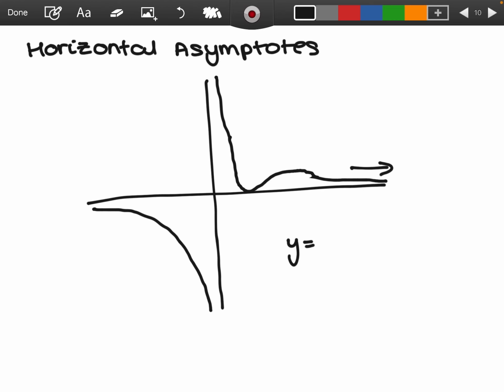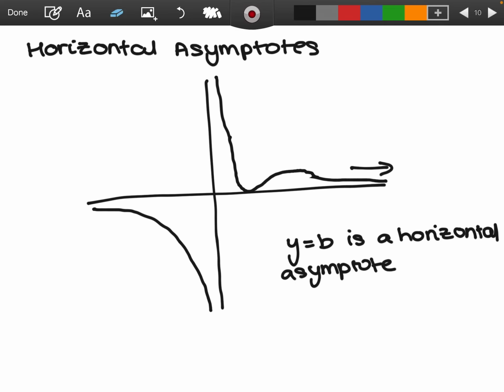So let's say y is equal to b is a horizontal asymptote. Okay. That tells me that as x goes towards both positive and negative infinity, f of x, or the y value, will go towards b. So in this case, for y is equal to 1 over x for that particular graph, we saw that as x goes towards both positive and negative infinity, f of x goes towards 0. Okay, for both cases. So that is the point of a horizontal asymptote, is to show that end behavior.